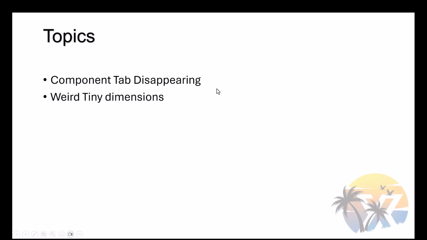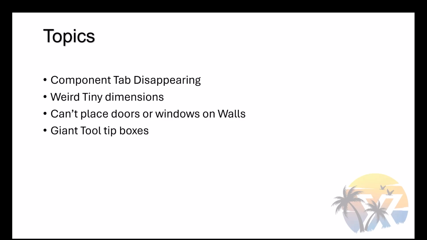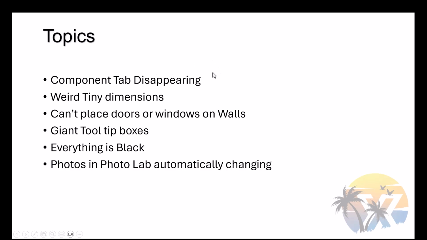All right, so what those boil down to is we're going to talk about your component tabs being collapsed or disappearing. We're going to talk about those weird tiny dimensions. We're going to talk about why you can't place doors or windows on the walls. And we're going to talk about how to control those giant tooltips. Also, why is everything black and how to fix it and how to use it. Also, how photos and photo lab are related to alternatives and why they're automatically changing. A lot of these things are just subtle things that I'm going to teach you. They're not random. So let's get jumping in.